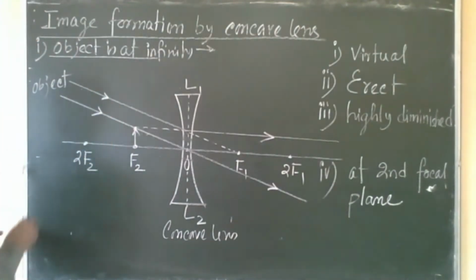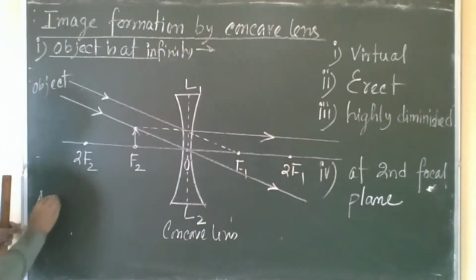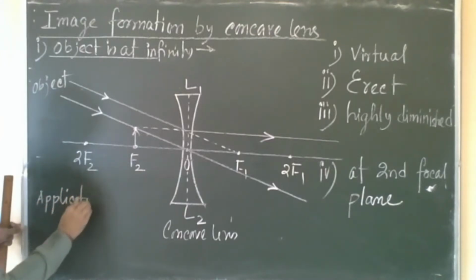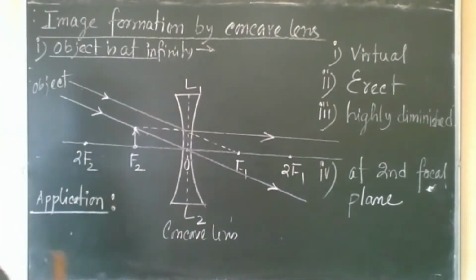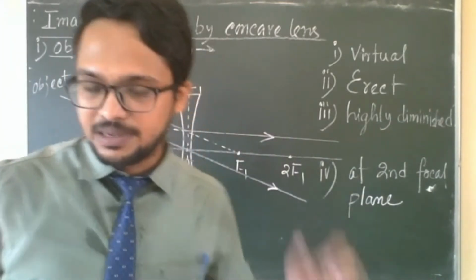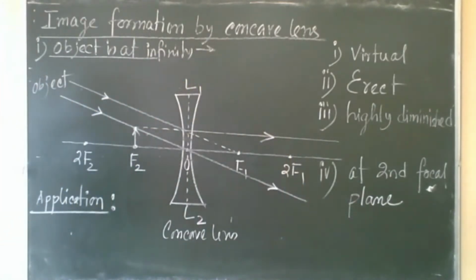Now application. Where do we use this? Application also you have to keep in mind. The ray diagram, properties and application. Mark all those things in your book. Ray diagram, properties and application. Mark all those points in your book, page 116, 117.